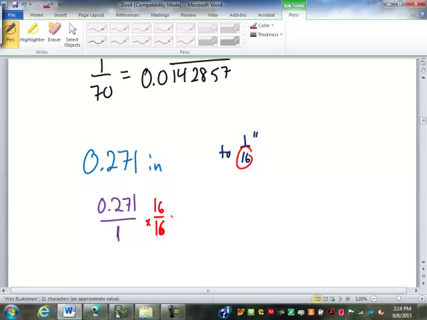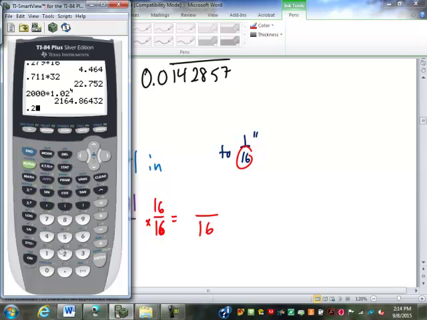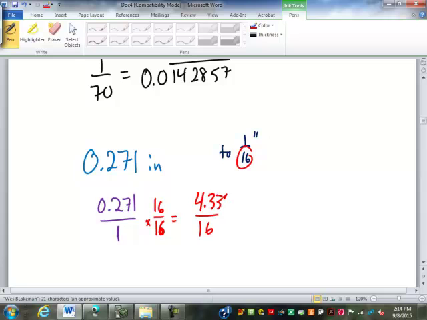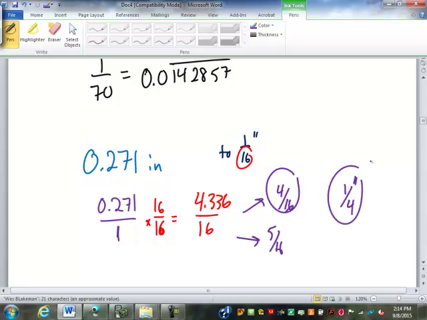So 1 times 16 makes it into 16. So I have to do 0.271 times 16, which is 4.336. What that is telling me is that this is between 4/16 and 5/16. Which one is it closer to? 4/16. So it's a 1/4 inch drill that you need. 4/16 can still be reduced.